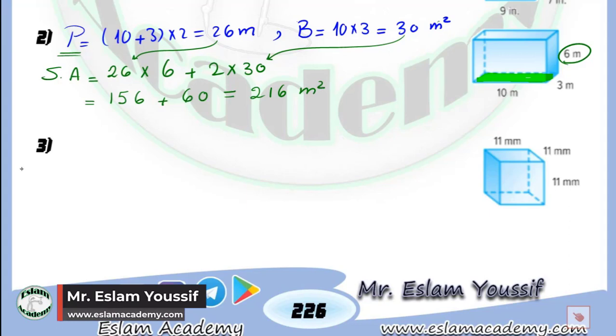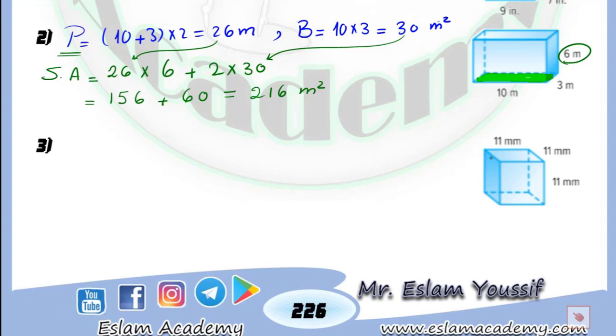Now in question number 3. If you look at question number 3, you will find that all of the edges of the prism are equal. Because all of the edges are equal, it will be a cube. The surface area of the cube will be equal to 6 multiplied by L squared, where L is the edge length. So if all of the edges are equal, just use the formula 6L squared.